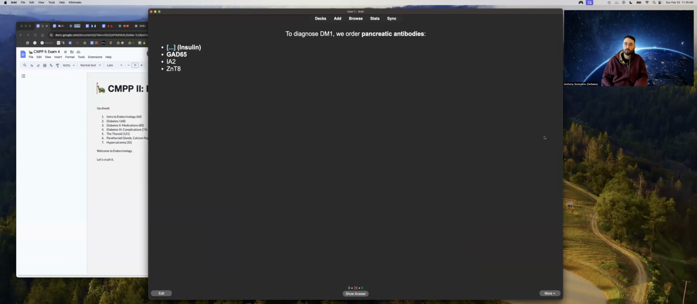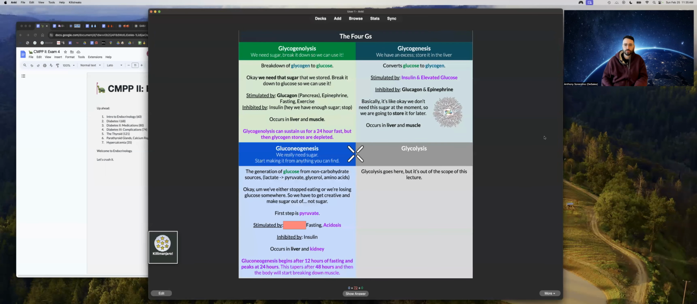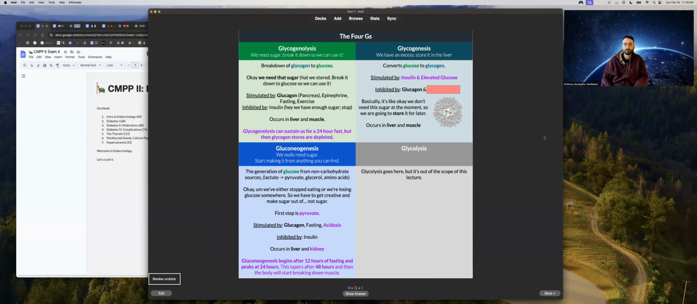All right, 74. IAA, induction of insulin resistance, stimulated by blank, fasting, acidosis, gluconeogenesis. Glucagon, stimulated by blank and elevated glucose, glycogenesis. Insulin, inhibited by glucagon and somatostatin. Oh, no. You're thinking of insulin. But epi still works. It probably would.